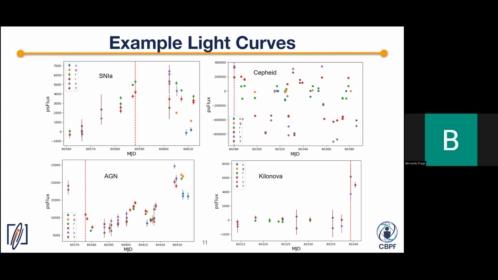And you have stuff, for example, like the kilonova here at the bottom, which is usually a very fast transient, so you don't have many points, many detections. You have maybe 1 to 3 points, within like 1 to 3 days, which makes them very challenging objects to classify. Anything you see before these red dashed lines is what we call forced photometry.